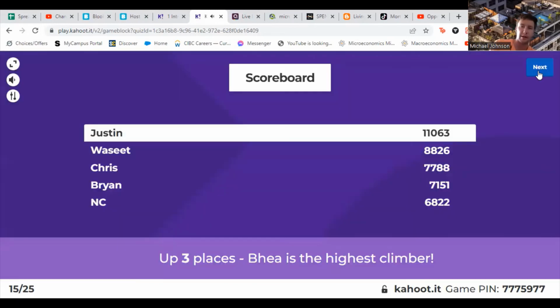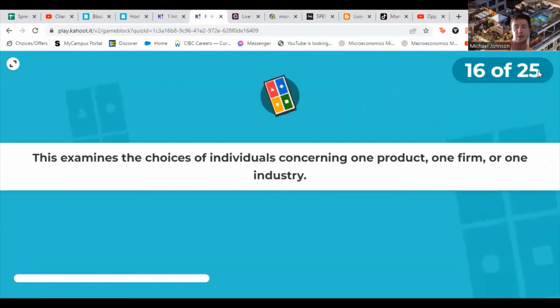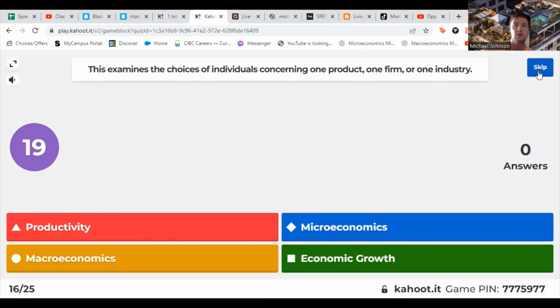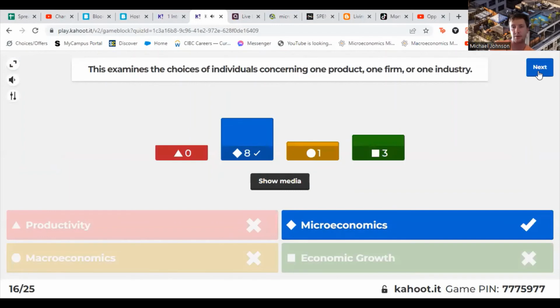Red is productivity, right answer. This examines the choice of individuals concerning one product, one firm, or one industry. Is it productivity, red, microeconomics, blue, yellow, macroeconomics, or green, economic growth? Blue, microeconomics is the right answer.